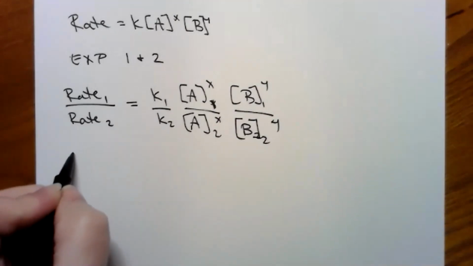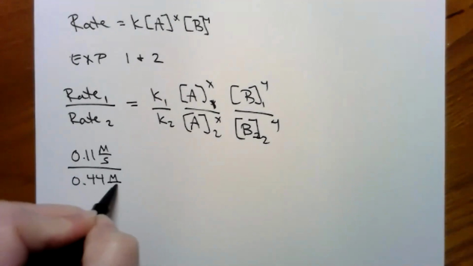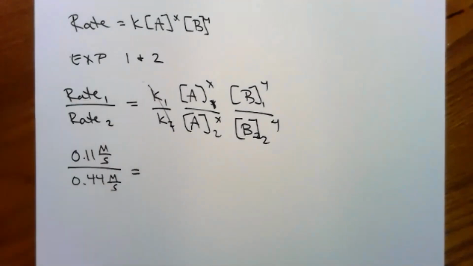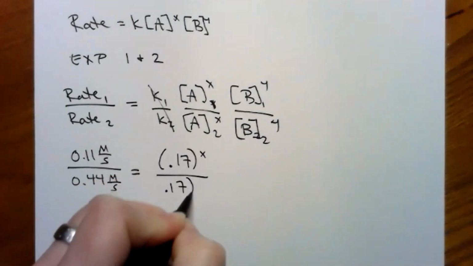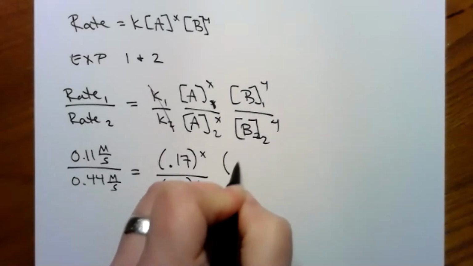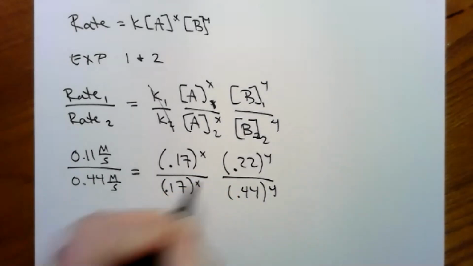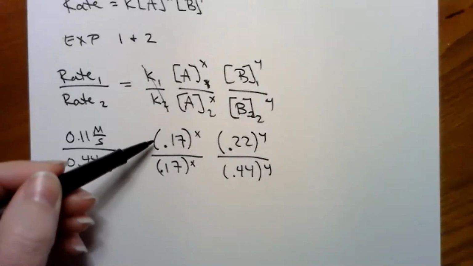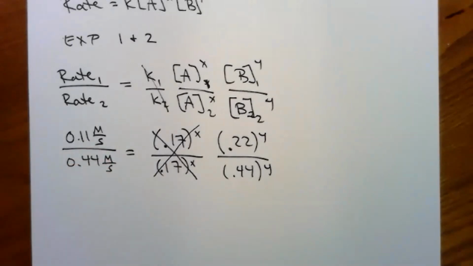I plug in the actual data. 0.11 molarity per second divided by 0.44 molarity per second. k1 over k2, that's the rate constant for the same reaction. It's the same, so constant over constant, that's going to be 1. Then 0.17 to the x over 0.17 to the x, times 0.22 to the y over 0.44 to the y. So why did I pick experiment 1 and 2? Because in experiment 1 and 2, these concentrations are the same, so that entire term gets to cancel out.